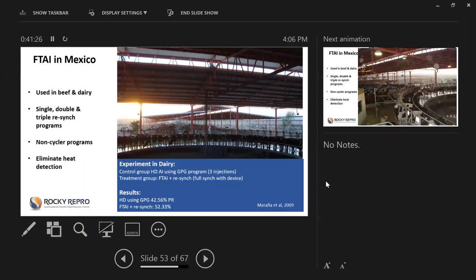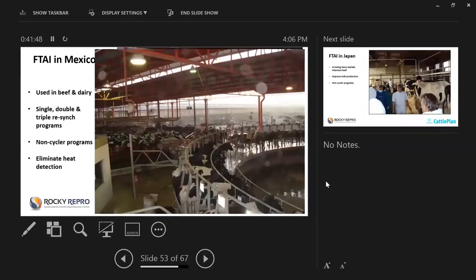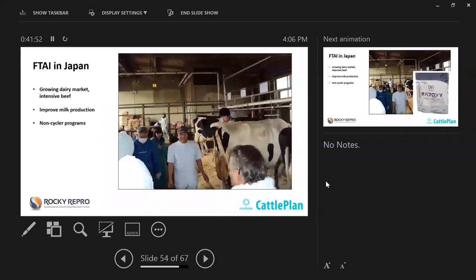This was just an example of that. There was a trial done in this dairy where they looked at heat detection using a 3-injection program versus a fixed time AI program and a resync with the progesterone device and all of the hormones. And there was a 10% difference in the pregnancy rate between heat detection and fixed time AI, and there was no bulls involved or watching cattle. So that was the difference between those. Some massive big dairy system there.